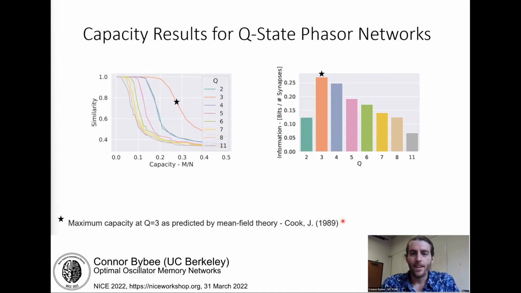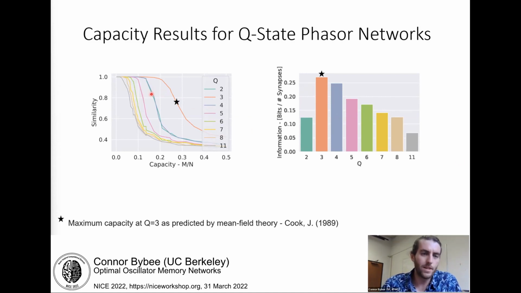Q equals 3. Our main contribution is reproducing results which seem somewhat forgotten from the literature. Cook in '89 uses mean field theory to compute the pattern capacity and information capacity, which accurately predicts the results shown here. Here, we must distinguish between the pattern capacity and information capacity. Q equals 3 achieves optimal performance in both metrics, both the pattern capacity in terms of patterns per neuron, and the information capacity in bits per synapse.